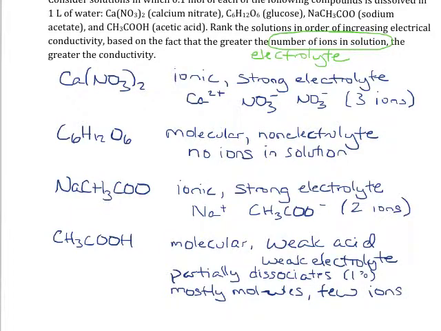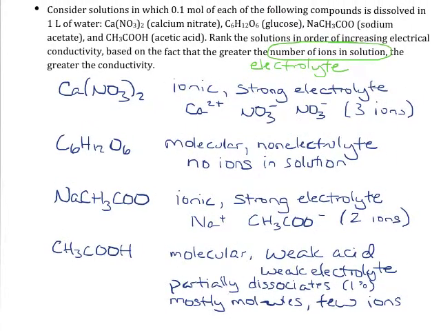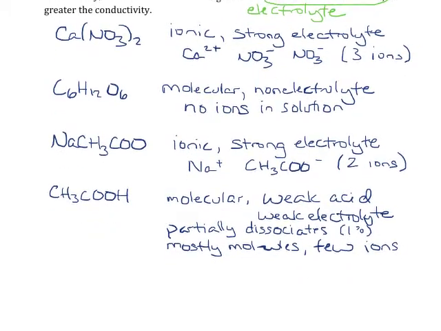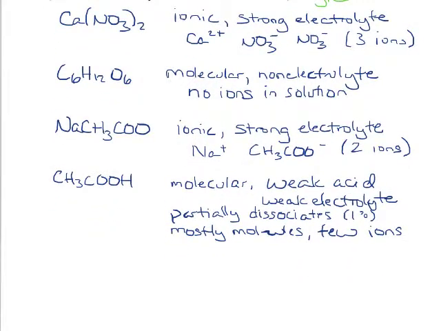Now the numbers that they gave us at the beginning, when they told us that we had 0.1 mole dissolved in 1 liter of water, essentially mean that we've got equal concentrations of all of them, so we don't need to worry about differences in concentrations. All we need to think about are the number of ions present when we rank them. So in order to get this ranking set up, we're going to go in order of increasing conductivity. So we're going to put the least conductive on this end, and the most conductive over here.